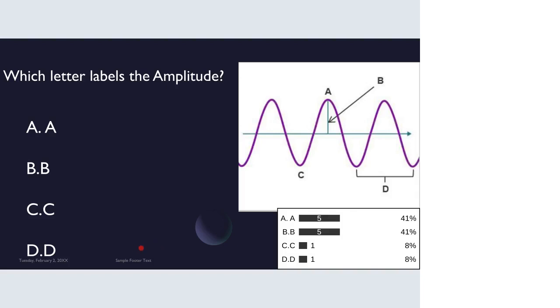Okay, so half and half. So B is the correct one. A is the top, but B is the measurement of the amplitude. B is the measurement of the amplitude. Okay, let's do the next one here.